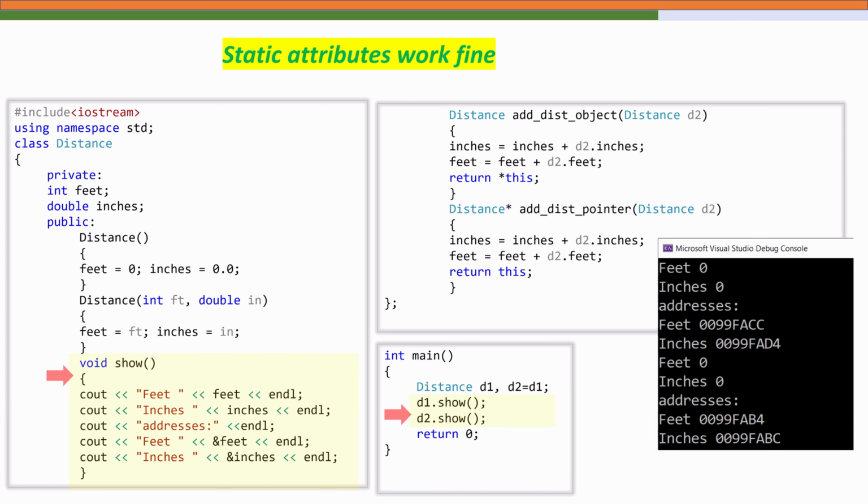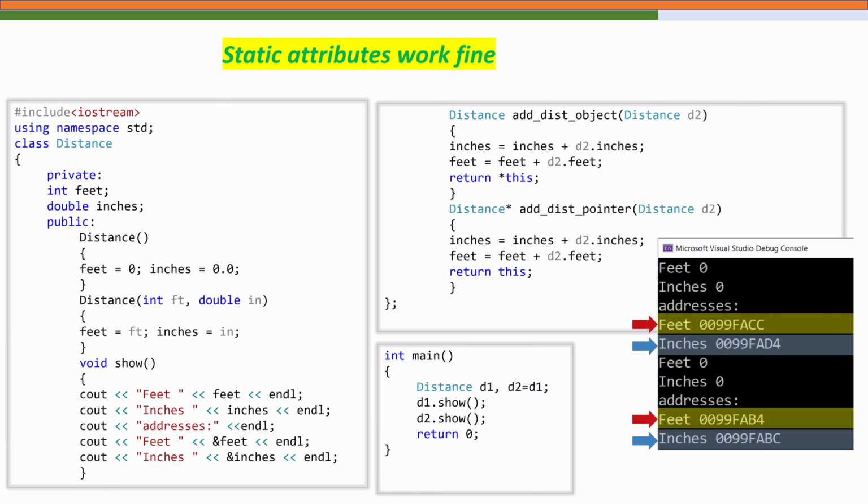When we call the show function for both objects, you will notice that even though the values are the same, the memory addresses of feet and inches are different for each. That's because each object has its own independent copies of static attributes stored on the stack. So this example clearly shows that when a class only contains non-dynamic members, the default copy constructor and assignment operator generated by the compiler are completely safe to use.